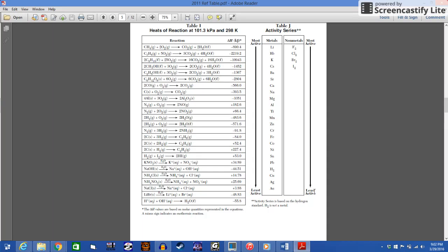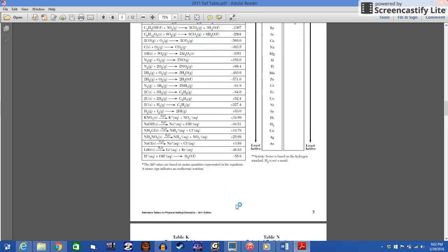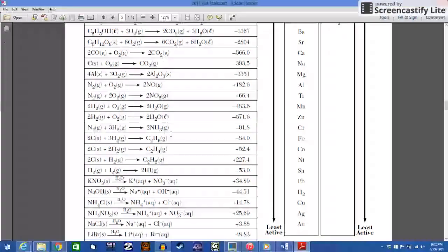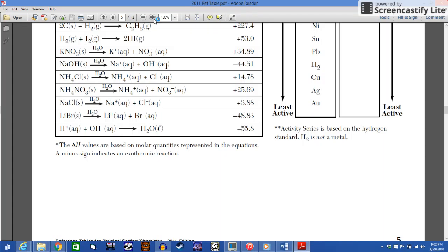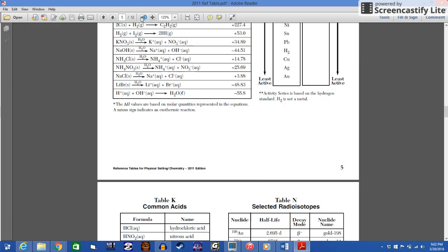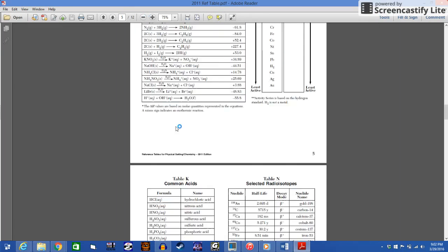Lots of reactions here. Nice little important captions at the bottom. A little asterisk and a little bit of information at the bottom that's even more awesome. It says the delta H values are based on molar quantities represented in the equations. Yeah, blah, blah, blah. But a minus sign indicates an exothermic reaction. That's important, but that's really nothing new. But I thought you might like to know that it's there. I think I showed it to you also.